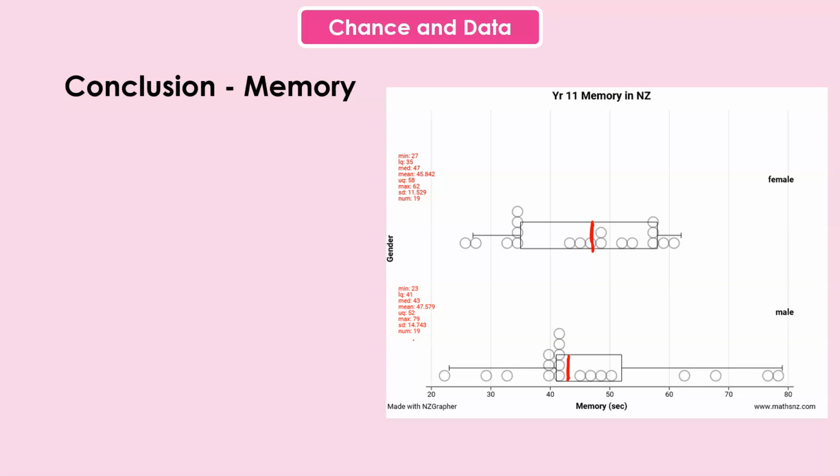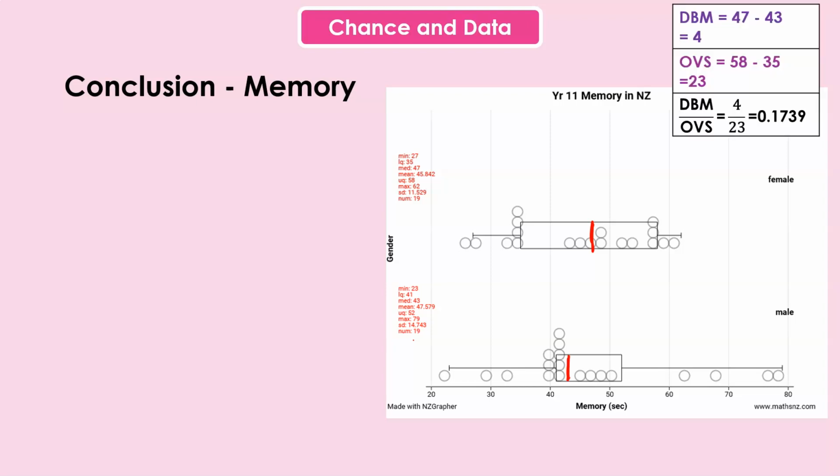But then how can we be sure, if we took another sample, what would the case be? So we'd have to do our calculation, and you can see we end up with a difference of medians of 4, and an overall visual spread of 23. That gives us 0.17, so not significant.